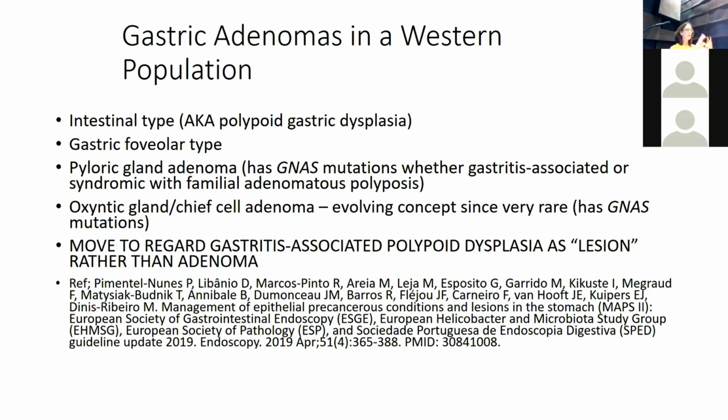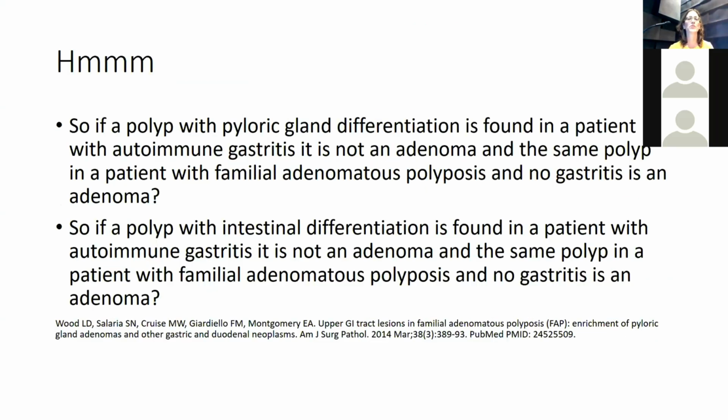And MAPS says, no. If the patient has gastritis and metaplasia and there's a bump and it's taken out, it's a lesion, not an adenoma. I'm used to calling them adenomas, so I tend to use the terms interchangeably. So when this first became popular, it's like, okay, so if a pyloric gland differentiated polyp is in a patient with autoimmune gastritis, that's not an adenoma, but the same patient in flat mucosa that's normal has an adenoma. So I'm a little slow. Same story with intestinal differentiation.